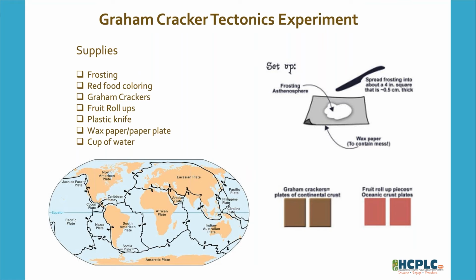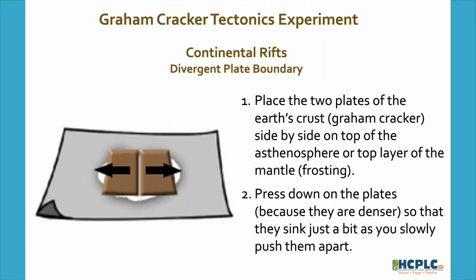For our special tectonic plates that have ocean on top of them, like the Pacific plate, this is an oceanic plate, and we are going to use a fruit roll-up to distinguish that from the graham cracker plate. In addition to that, we're going to use a plastic knife to spread out our frosting, and we're going to spread it out on either wax paper, if you have it, or a paper plate. Lastly, we'll need a cup of water for one of our experiments, and we will get started and show you 4 different types of tectonic movements with the frosting, crackers, and fruit roll-ups.